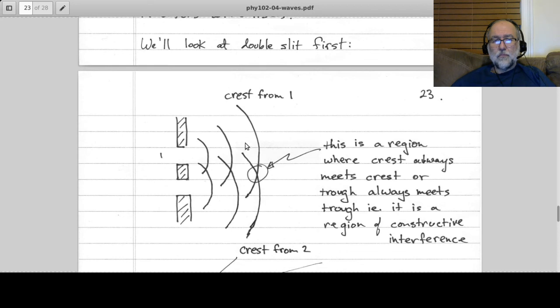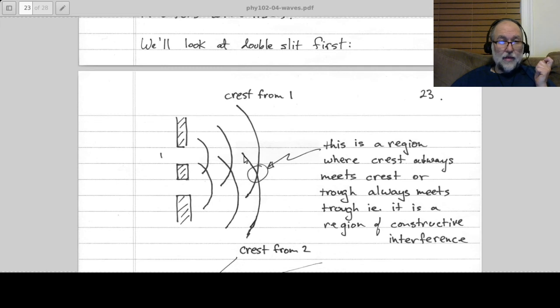Remember, here's a crest front. There's a crest front. Hold on, let me do that again. Crest front here, crest front here. What's in between those two? A trough, right? So there's a trough right in there.